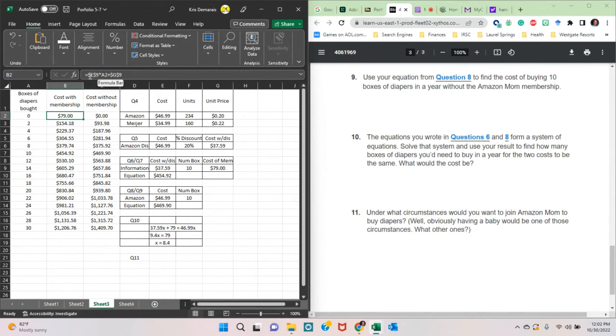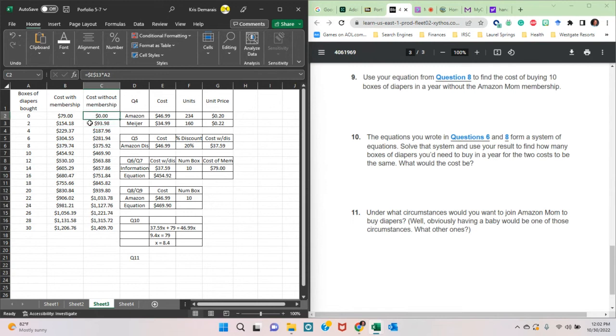So I kept it there. Notice where I put dollar signs and everything. There's a reason for that. I'll explain that in just a minute. But then you got that, and then you do the same exact thing with cost without a membership. So you take dollar sign E, dollar sign 13, so it's E13, and that is this number here. And then you multiply it by this number. Well, 0 boxes of diapers should cost you $0 without membership. But then you go ahead and look at it.